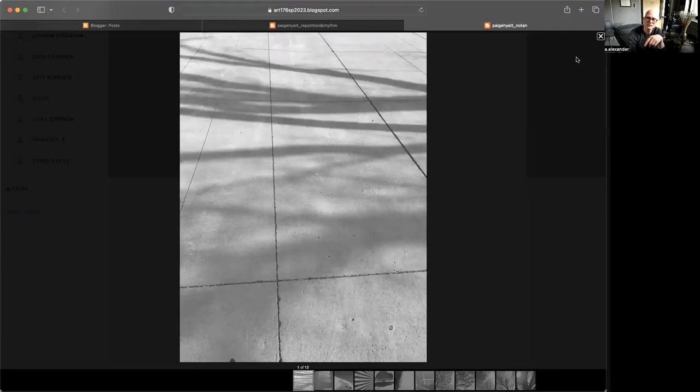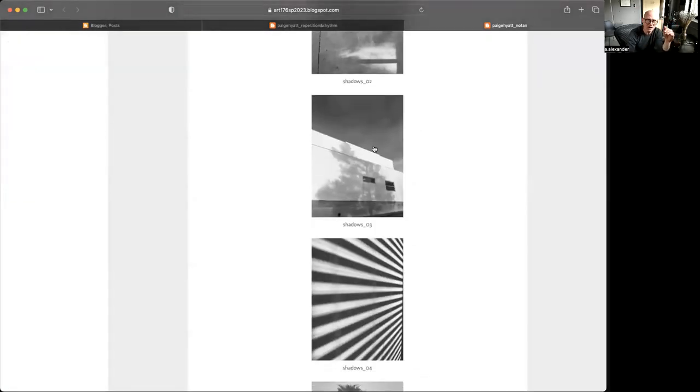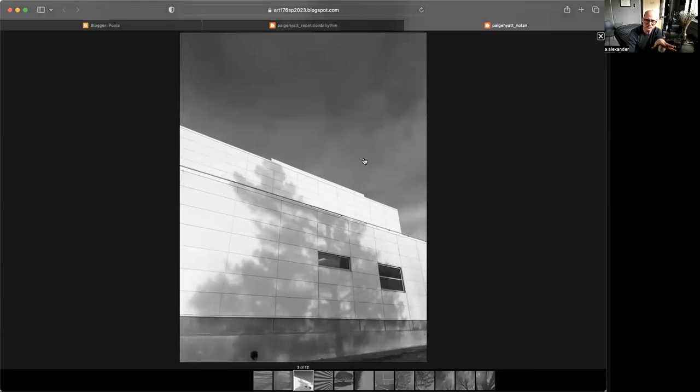Now you know you're working with a visual language, not just making renderings of objects. Photography does that by itself, but when you can take it and impose your own kind of language onto objects, that's when you're getting to be able to communicate and speak.